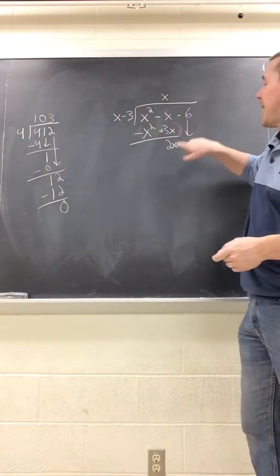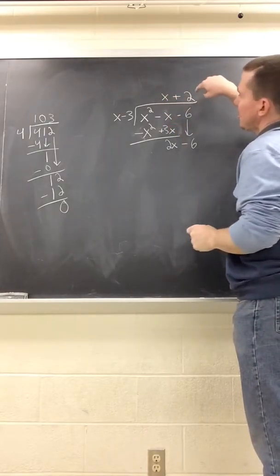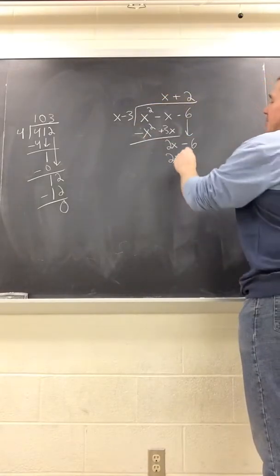What do you multiply x by to get 2x? 2. Put it above the constant term. Multiply. 2 times x is 2x. 2 times negative 3 is negative 6.